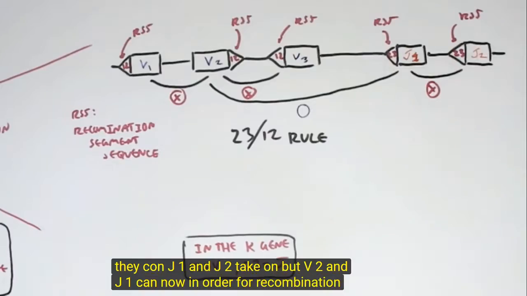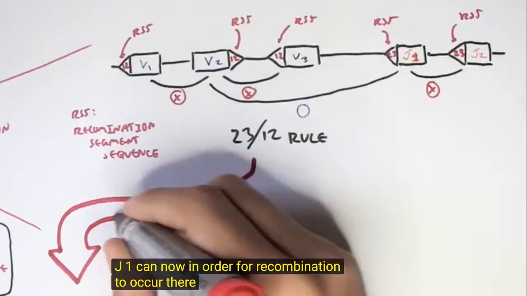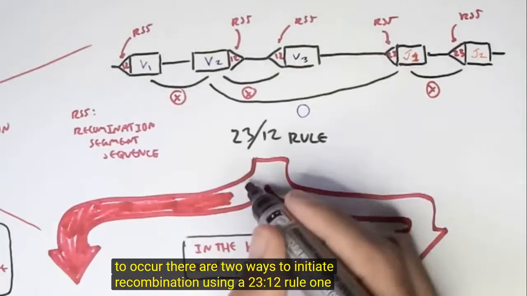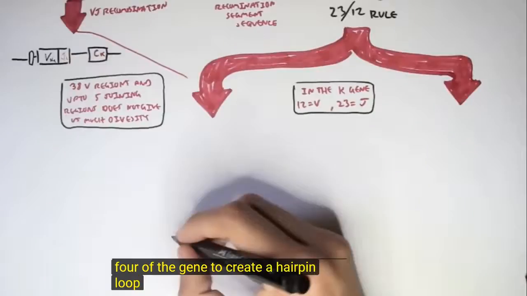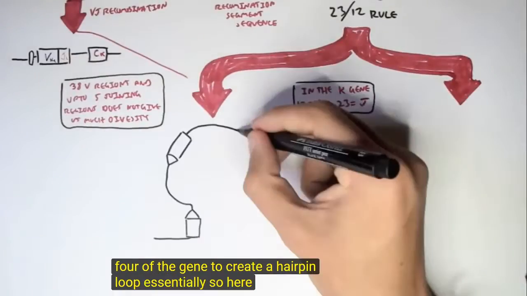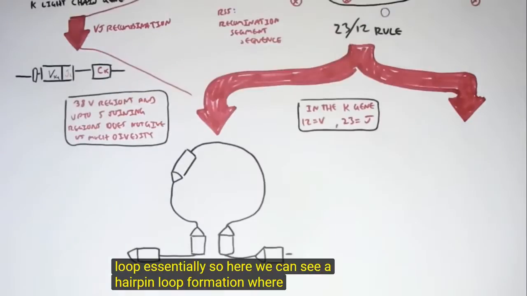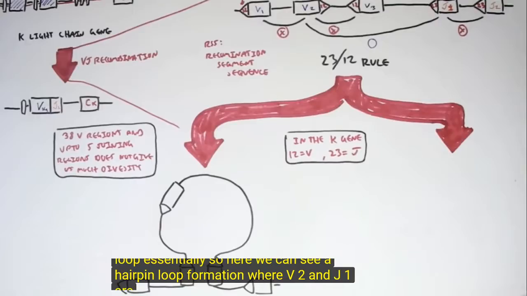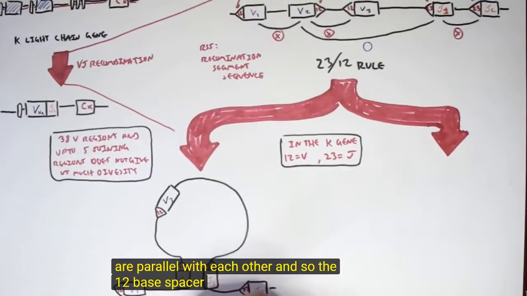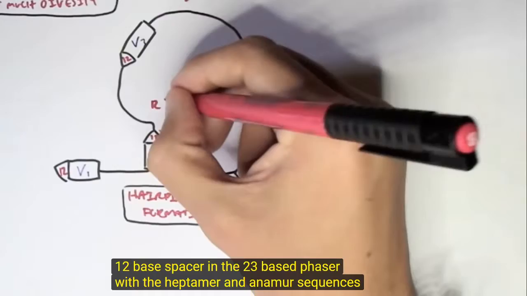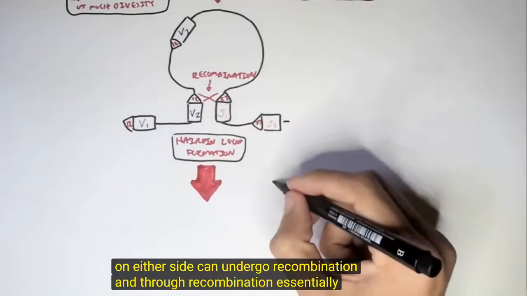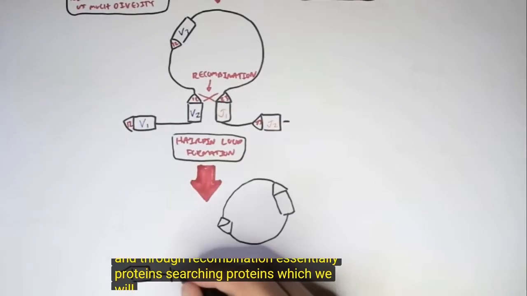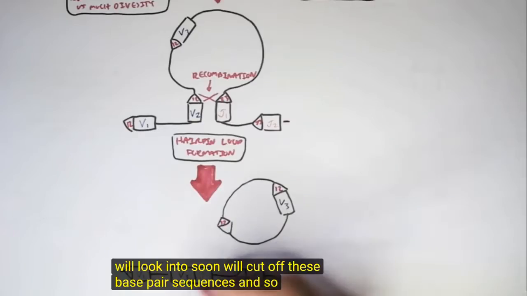Now in order for recombination to occur, there are 2 ways to initiate recombination using the 23-12 rule. One is for the gene to create a hairpin loop, essentially. So here we can see a hairpin loop formation where V2 and J1 are parallel with each other. And so the 12 base spacer and the 23 base spacer with the heptamer and nonamer sequences on either side can undergo recombination. Through recombination, certain proteins, which we will look into soon, will cut off these base pair sequences, and so we're left with V2 and J1 bound together, like so.